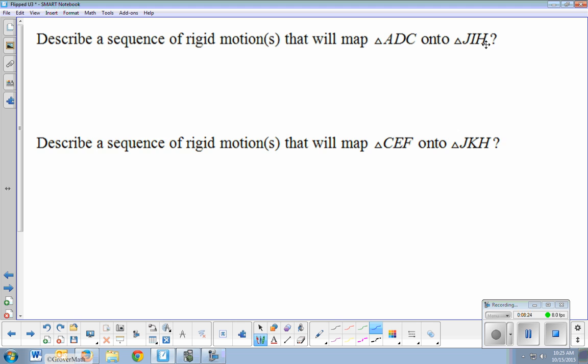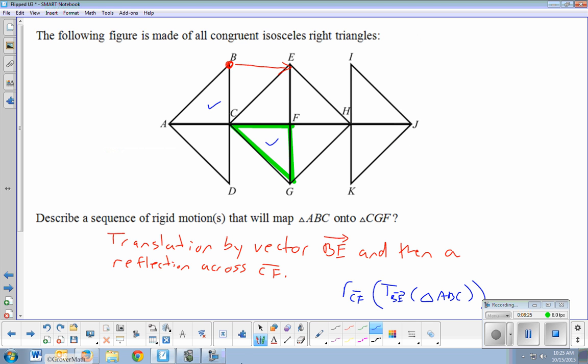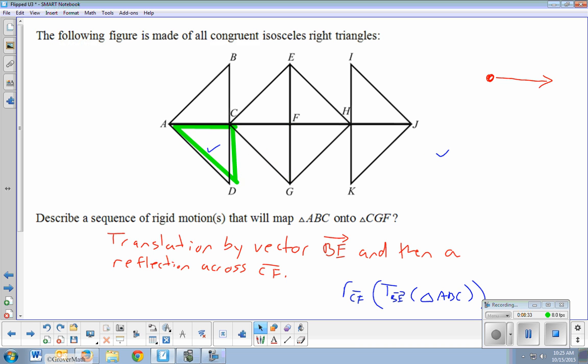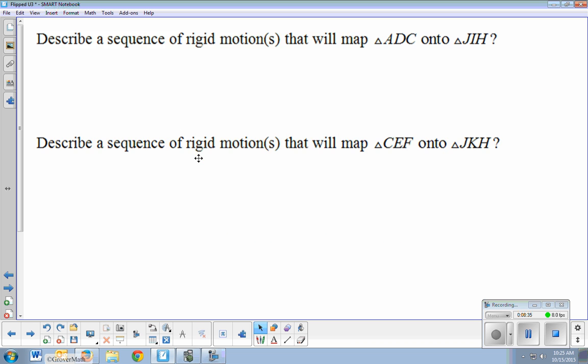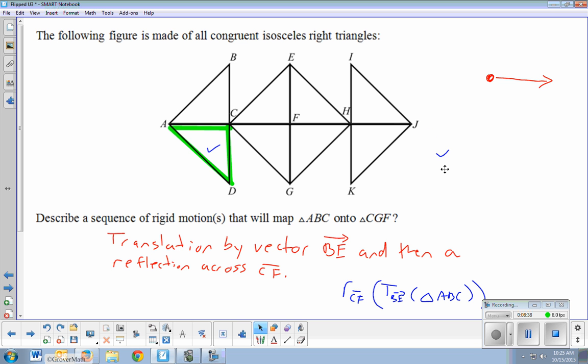ADC onto JIH. So let me just get these pictures here. ADC, that's this one, onto, and I'm going to move my highlighter there. That's where I'm starting, onto JIH, all the way over here. How can I get from here to here? Well, if you want to get really creative, I think we could actually do a single rotation. Centered at F, rotate 180 degrees. I think you're there. Done. But again, there's multiple ways to do this.